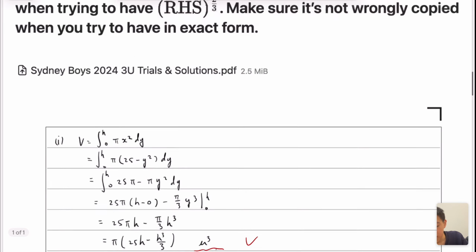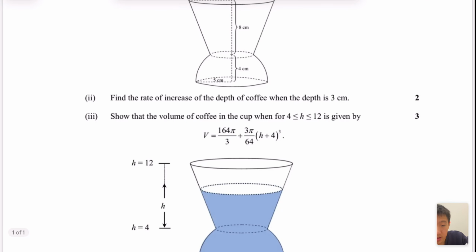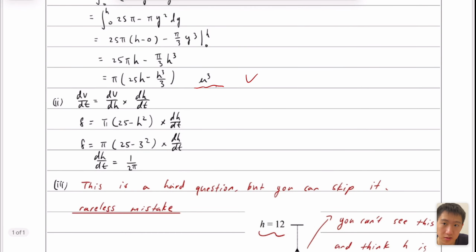So the second one, because it says the depth is 3 centimeters, it hasn't passed 4 centimeters. It's 4 centimeters here, 3 centimeters. So we can still use the first one. We use the chain rule to find the rate, and it's quite easy, so I won't elaborate.